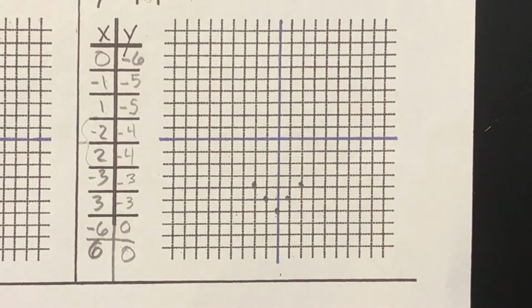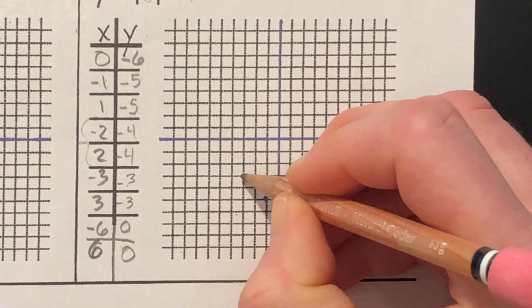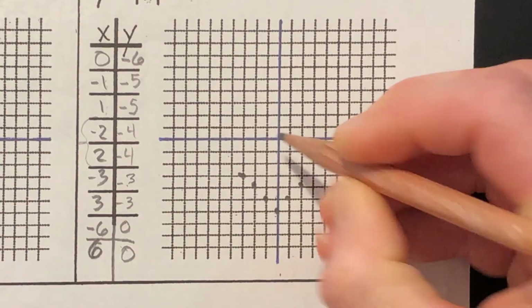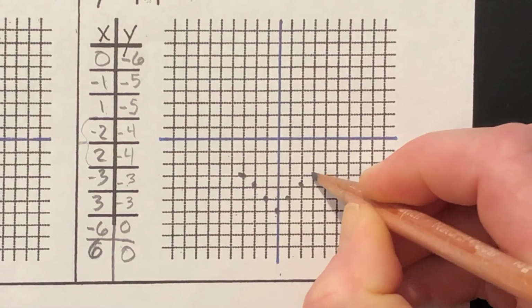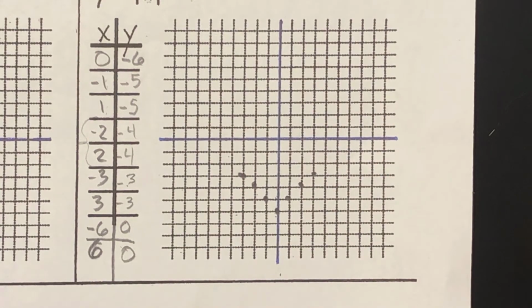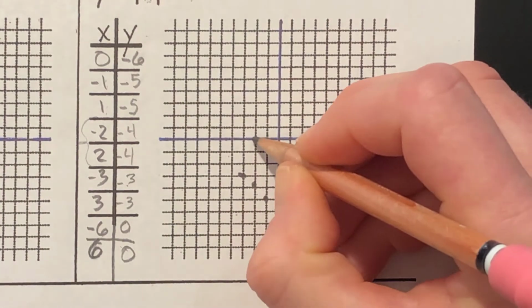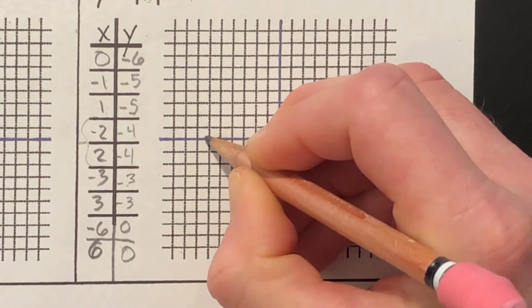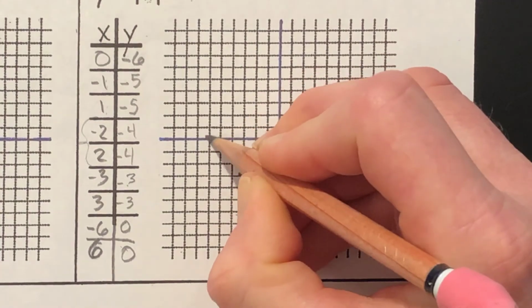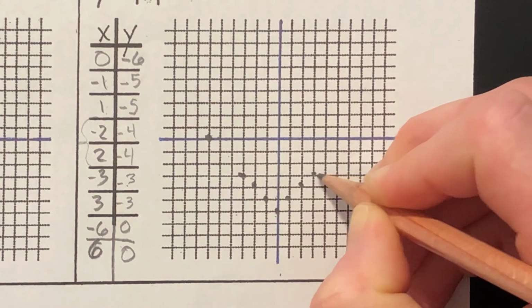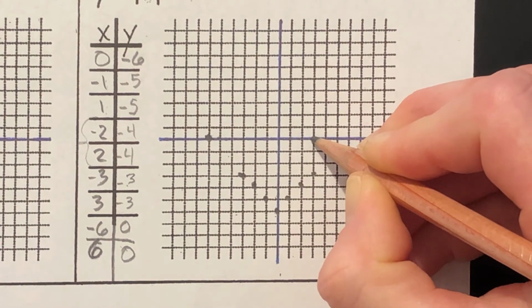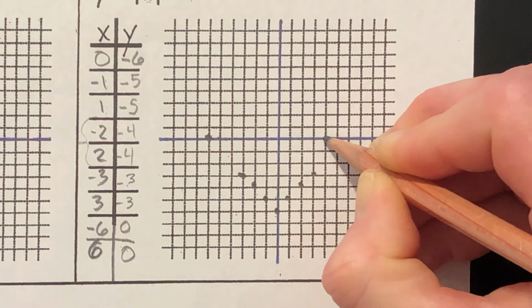So next we have -3, -3, +3, -3. It's sort of like a point. -6 and 0. 1, 2, 3, 4, 5, 6. +6 and 0. Wait, hold on. 4, 3, 4, 5, 6.